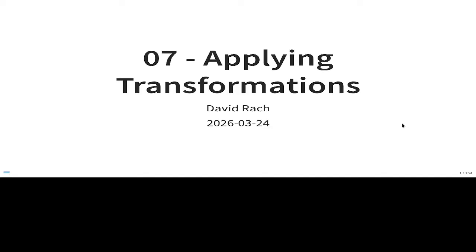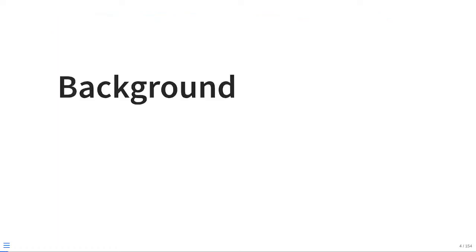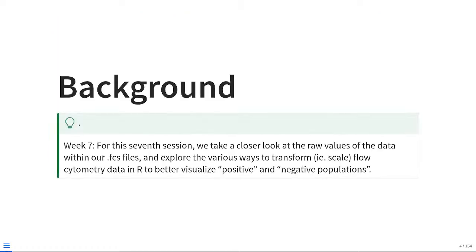Good morning, all. My name is David Ruck. I'm here at the University of Maryland in Baltimore, Maryland, and welcome to Cytometry in R. Today we're going to be talking about how to apply transformations. We're now in the 7th week of the course, and we're going to take a closer look at how we can take the raw values that our FCS files arrive with, and then transform them, i.e. scale them in different ways.